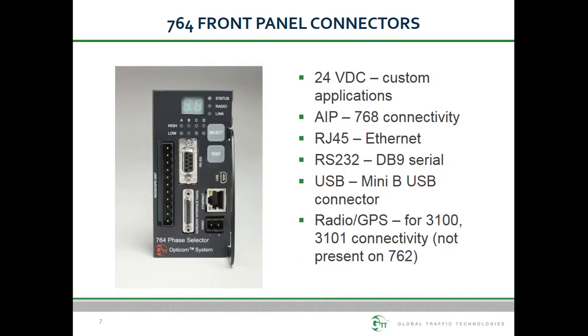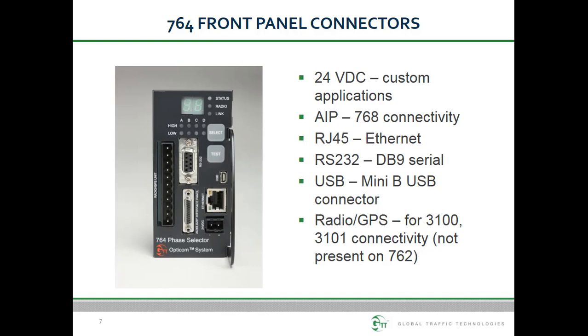Next, we will discuss the connectors. First, there is the 24-volt DC connector. This is an alternative power input port intended to power the phase selector if you are not powering it via the rear card edge connector. For example, a solar-powered application. This is a power input only. It is not intended to provide output power. Next, we have the auxiliary interface panel connector. As the name implies, this is where the connector leading to the 768 AIP is attached.